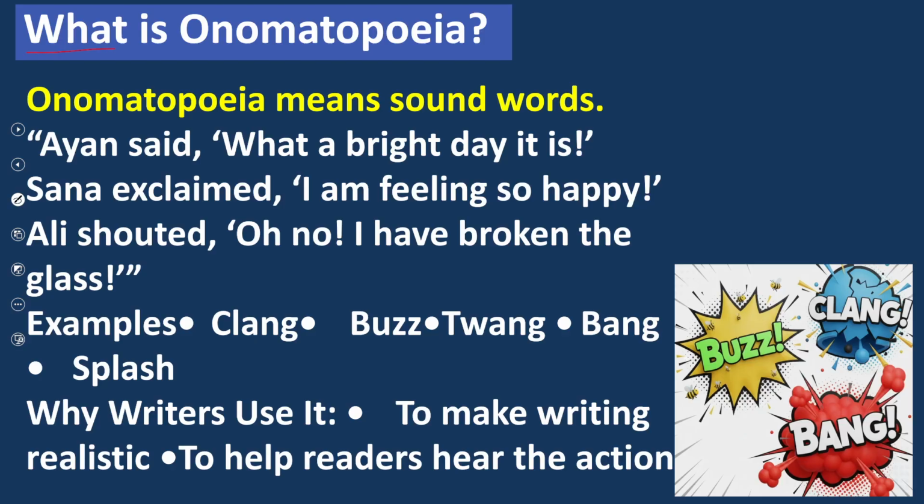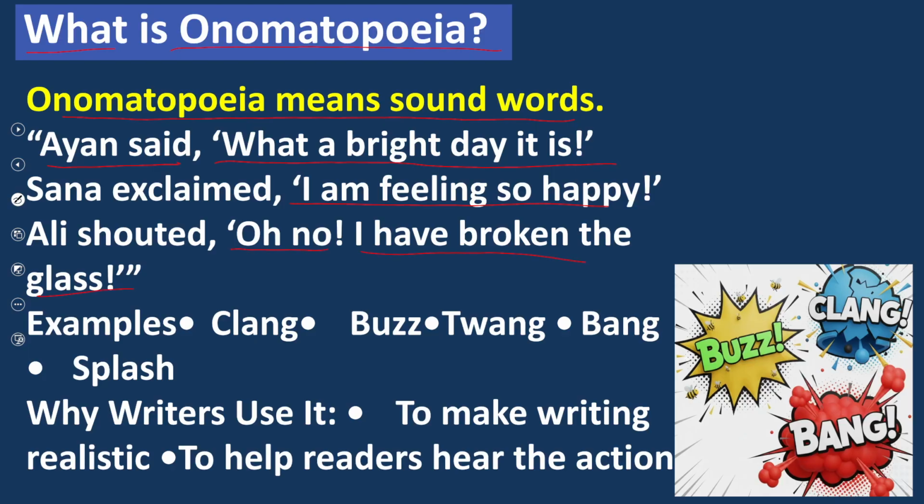What is onomatopoeia? Onomatopoeia means sound words, particular sound words which create a particular situation in the mind. Such words are called onomatopoeia. Ayan said, what a bright day it is. Sana exclaimed, I'm feeling so happy. Ali shouted, oh no, I have broken the glass.